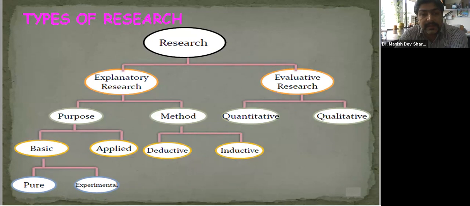Purpose means you are basically defining the purpose for which you have initially started. Similarly, applied is basically when you have final fabrication of the things. Similarly, methods are of two types, one is called deductive and the other is called inductive. They are basically reciprocal to each other, but more importantly, you have to define which method is most suitable for your particular research. So basic is also pure and experimental.